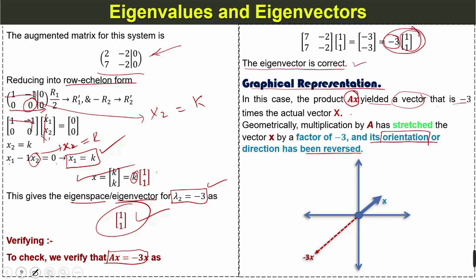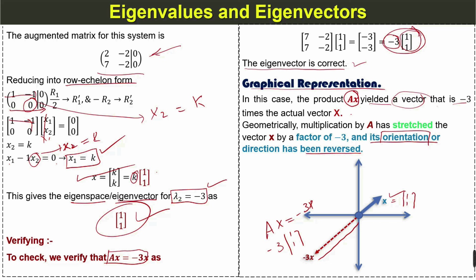Here we have the vector x, and we can see this is equal to (1, 1), and the new vector after the operation Ax is equal to -3 times the original vector, stretched in the reverse, opposite direction. So this is for a 2 by 2 matrix.